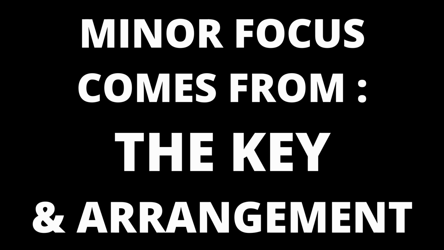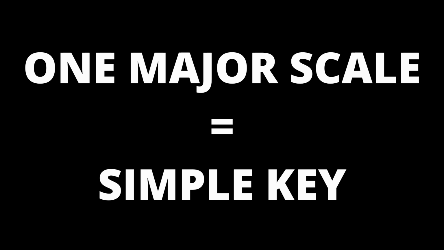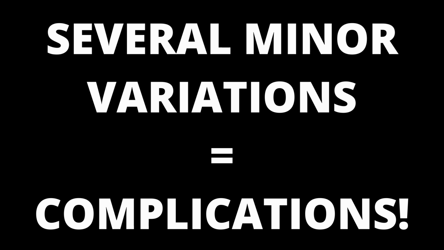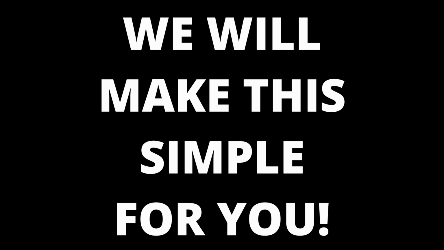This focus comes from the selection of chords that are available in a key and how the songwriter arranges these chords. We create the chords in a key from the relevant scale notes. There is only one major scale pattern, but there are several variations of the minor scale. This means that minor keys are more complicated than major keys. This can lead to some confusion for songwriters. This video will aim to describe these differences in the simplest way possible.